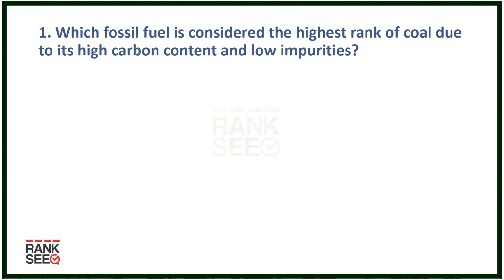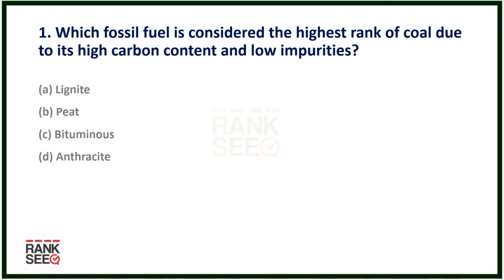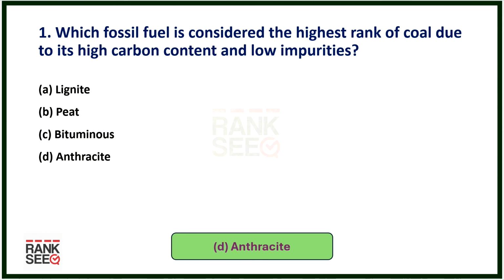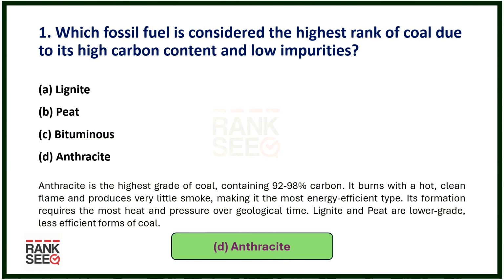Which fossil fuel is considered the highest rank of coal due to its high carbon content and low impurities? A. Lignite. B. Peat. C. Bituminous. D. Anthracite. Correct answer: D. Anthracite. Explanation: Anthracite is the highest grade of coal, containing 92 to 98% carbon.